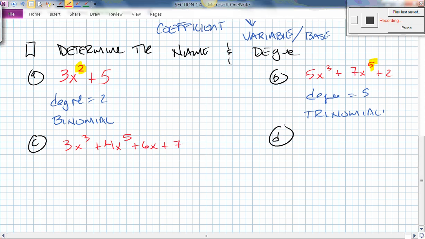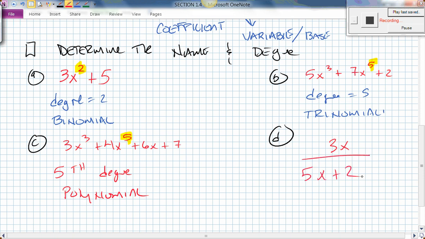This one's kind of different, isn't it? Well, let's get the degree down. What's the degree? Yeah, it's definitely right. So this is a 5th degree. We don't have a name for something with 4 terms, right? What do you think? Yeah, 5th degree polynomial. You got it. 5th degree polynomial. And D, I'm going to throw a wrench at you. Not really at you, I mean, the problem. 3x all over 5x plus 2. What do you think that one is?